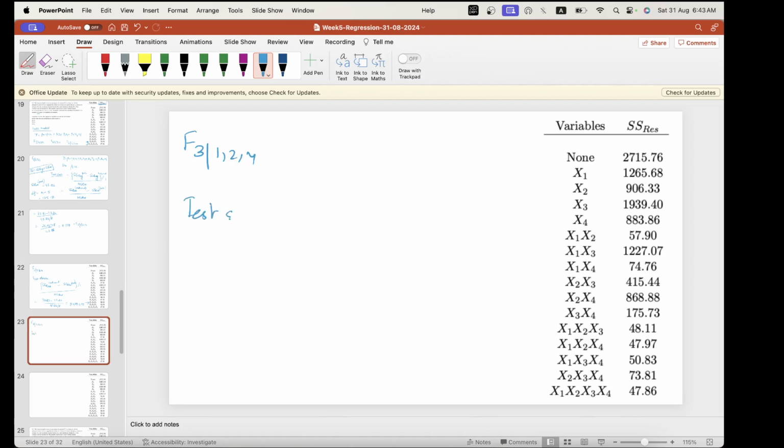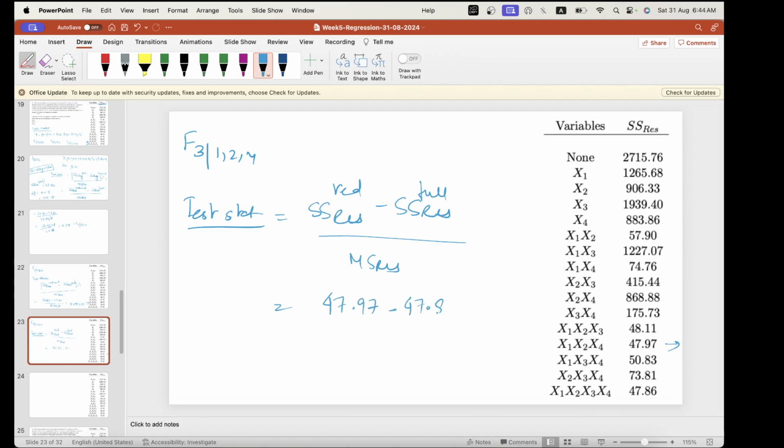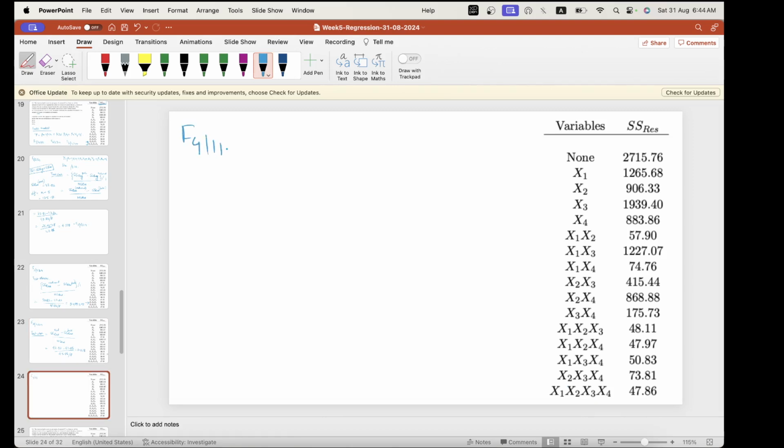So here also the test statistic is SS residual reduced minus SS residual full by MS residual. So this would be reduced model 3 1 2 4, this one 47.97 minus 47.86 by 47.86 by 8. So that comes to 0.018.